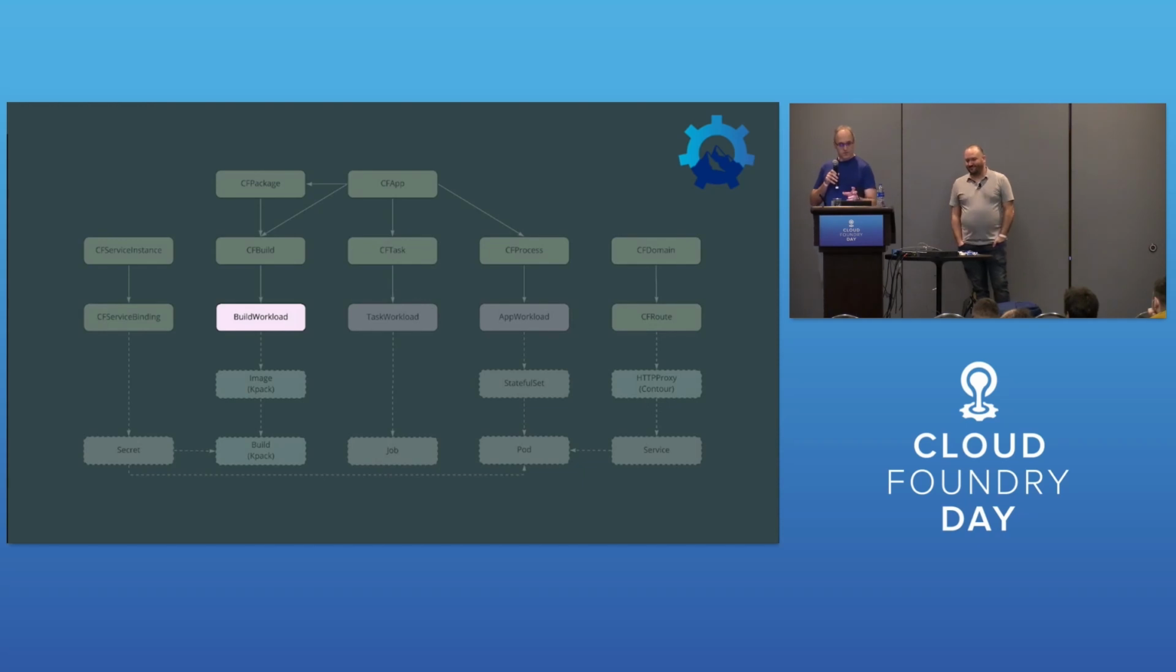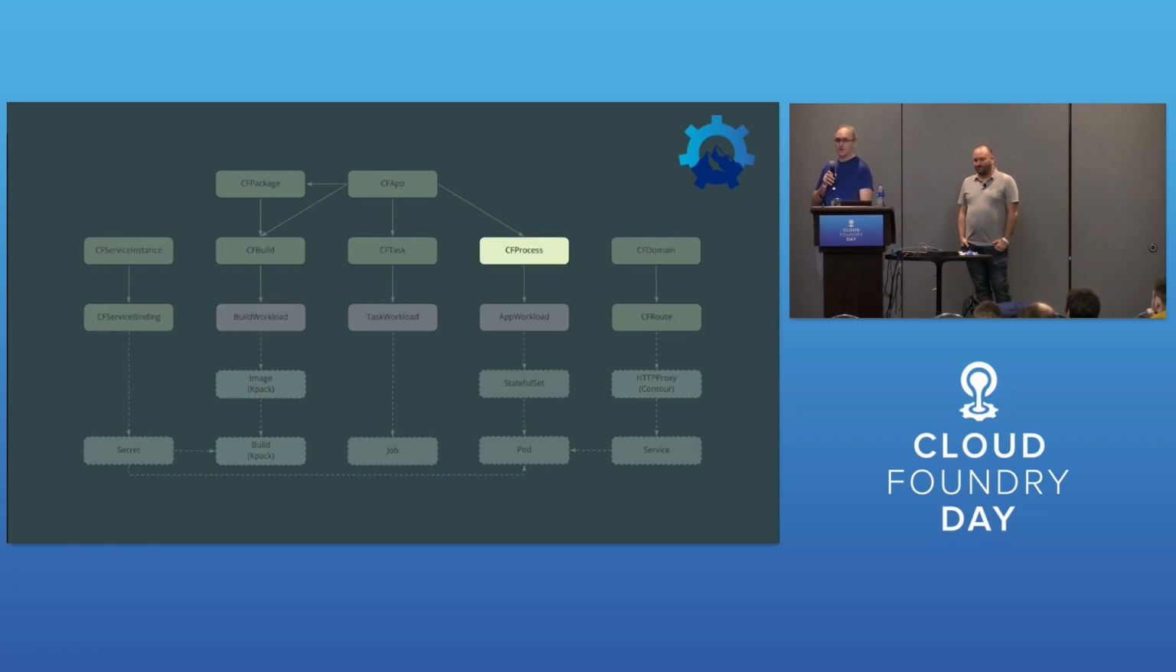The CFBuild is reconciled into a BuildWorkload resource, which is the first of our interfaces, integration points where users can bring their own builder, instead of using the built-in kpack builder in Korifi. This includes all of the information required to allow an application to be staged and should provide feedback on the build and the resulting droplet via its status.